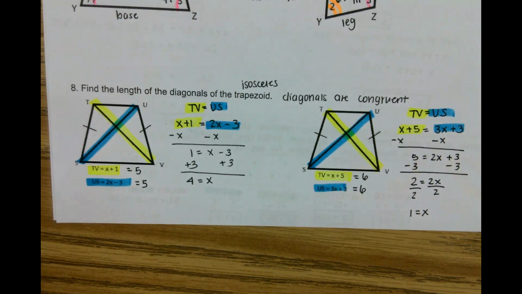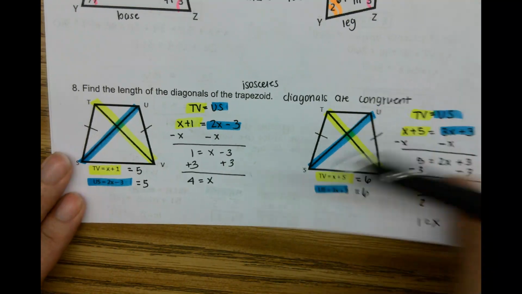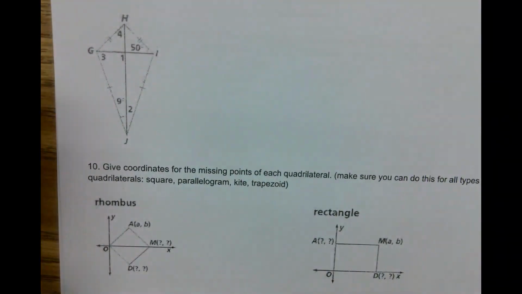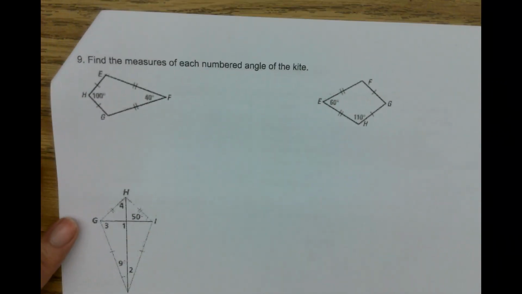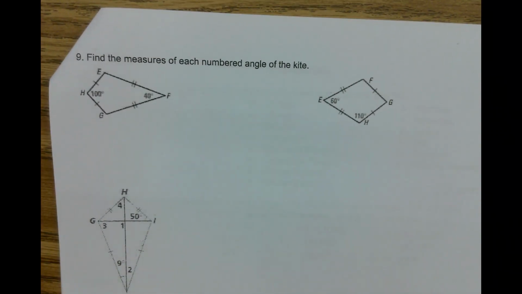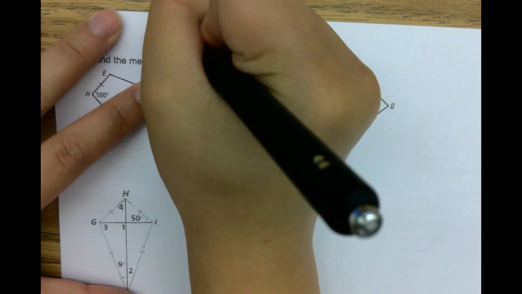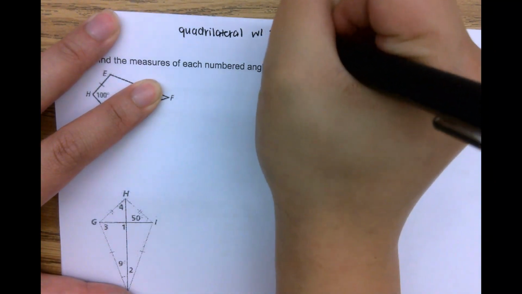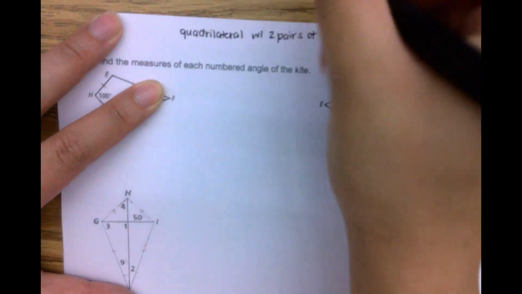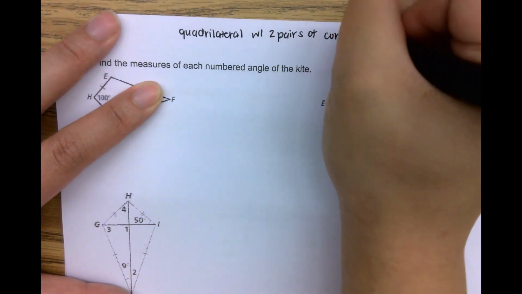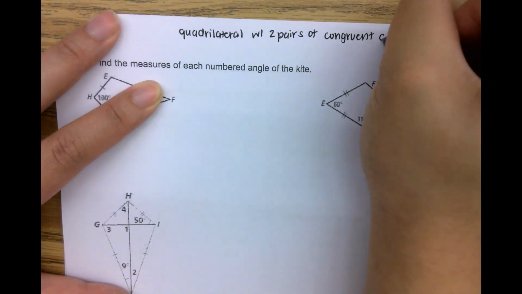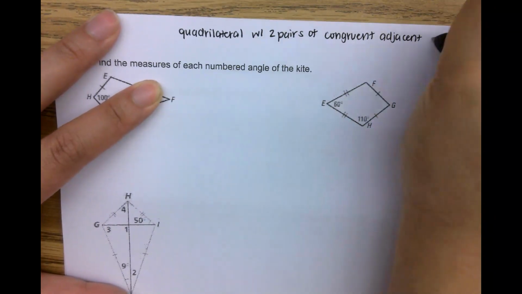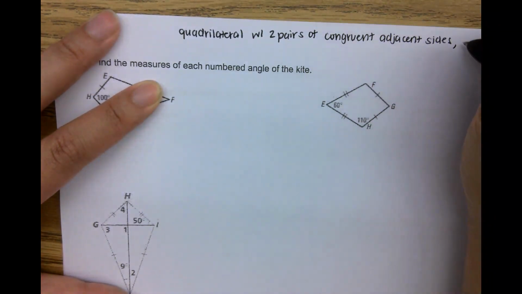Okay. Then here we are on the last page. And so here I want to find the angle measures for the kite. Special thing about kite, the definition, it's a quadrilateral. Okay, so this is not a parallelogram. So it's a quadrilateral with two pairs of congruent adjacent sides. Okay. Opposite sides are not congruent.